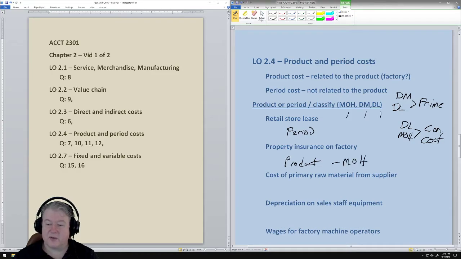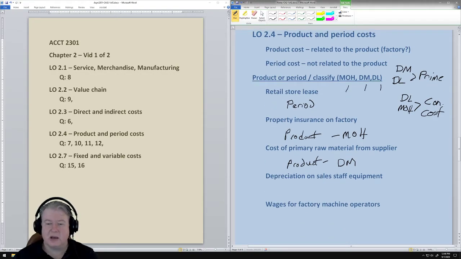Cost of raw material from the supplier, well, that's a product cost. And we would say, well, that's direct materials. These are materials that are going directly on each product. The reason why I'm saying it's direct material is it's the primary raw material. But if it's some incidental raw material, like it's nails or something like that, we would say then maybe it's manufacturing overhead.